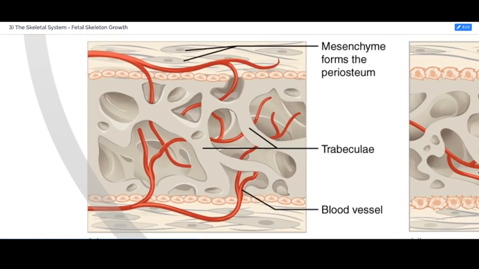As the ossification center expands and it grows into a larger bone space, that bone tissue will start to take on the shape of trabeculae, making it spongy bone, and blood vessels will move into that space. Now, there will always be a layer of osteoblasts on the outside of the bone, continuing to lay down bone matrix to continue the growth of the bone. The mesenchyme beyond that layer of osteoblasts will also start to mature into a different tissue, and it becomes the fibrous, dense, irregular connective tissue of the periosteum.